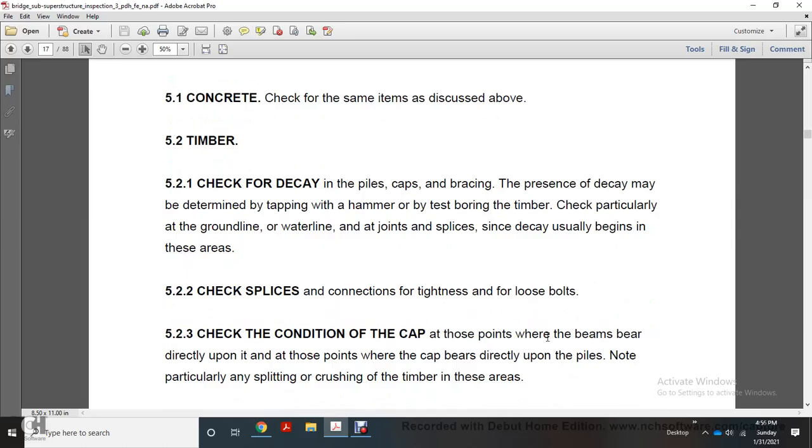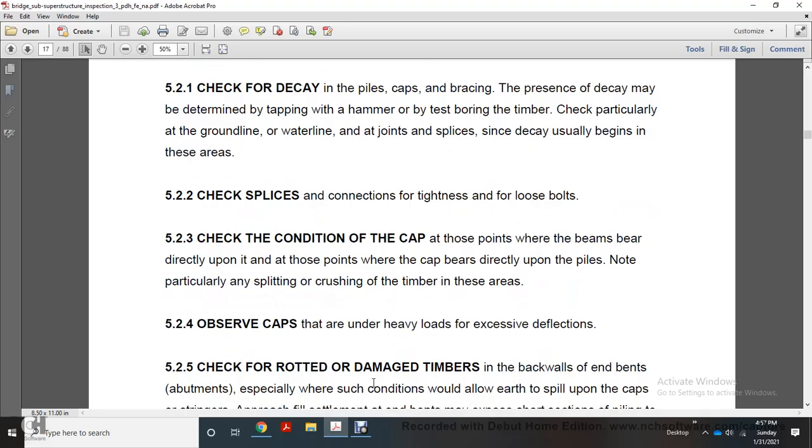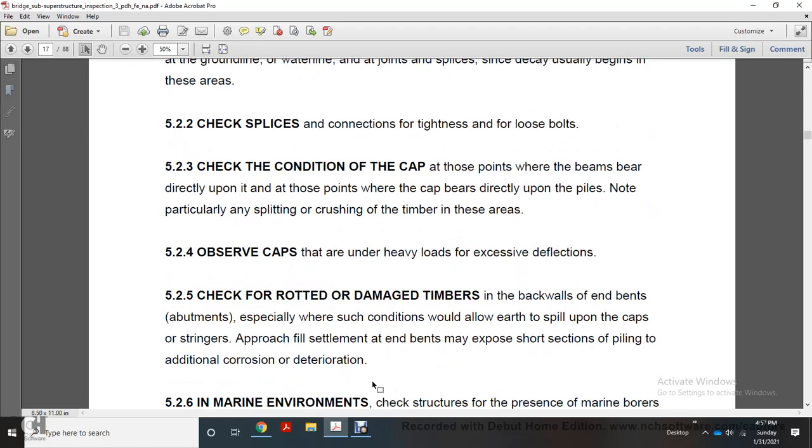Check the condition of the caps at the points where the beams bear directly upon them, and where the caps bear directly upon the piles. Note in particular any splitting or crushing of the timber in these areas. Observe whether the caps, under heavy loads, show excessive deflection. Check for rotted or damaged timbers in the back walls and end bents of abutments, especially where earth spills up against the caps and stringers.